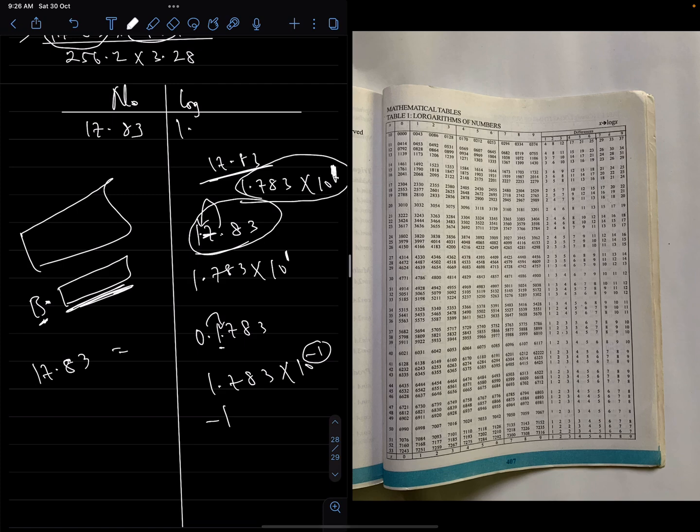So the characteristic will be 1. Now, we check the tables. When you want to read the logarithms, you pick the first two digits and say that will be log 17 under 8, difference 3. You pick the first two.